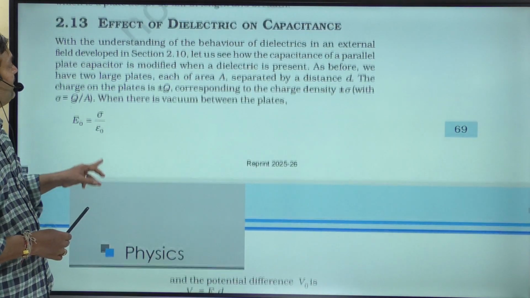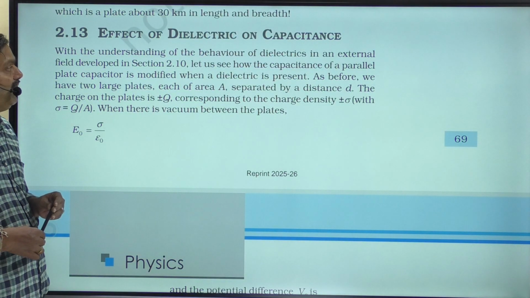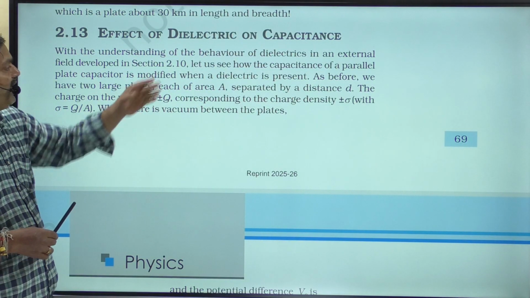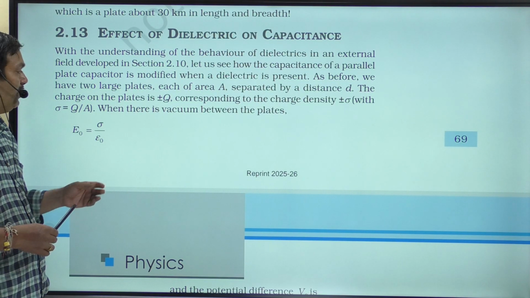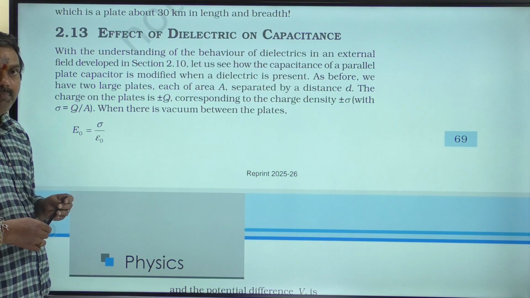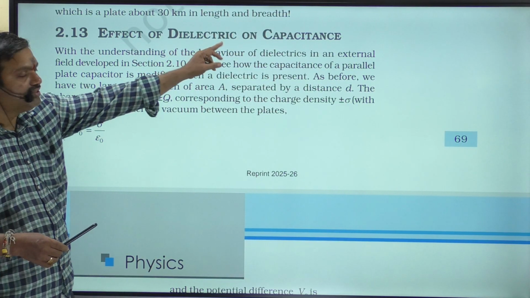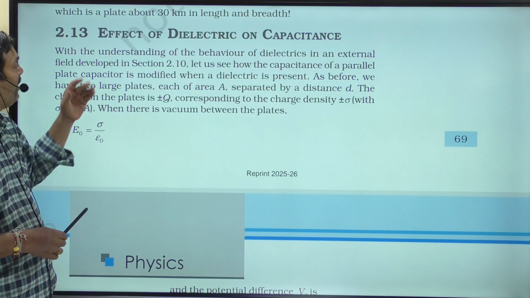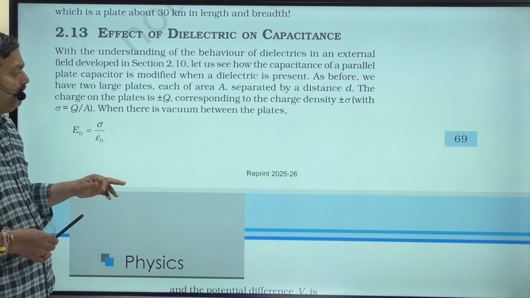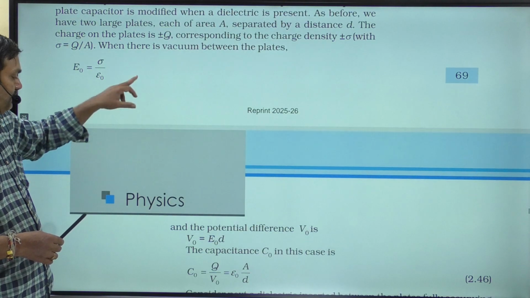Now, what happens exactly if a dielectric is kept as a medium between the two plates? Effect of a dielectric on capacitance. It is very important from the competitive exam point of view. Whenever a dielectric is kept exactly in between the plates of a parallel plate capacitor, what is the total effect? We are going to see that.